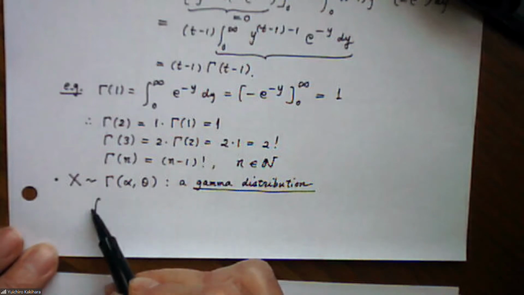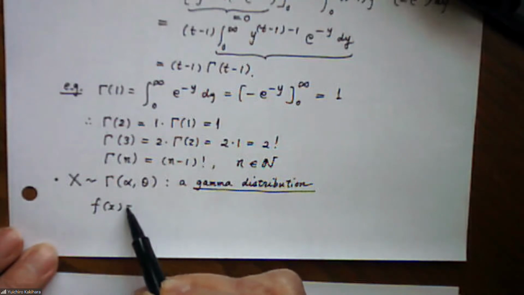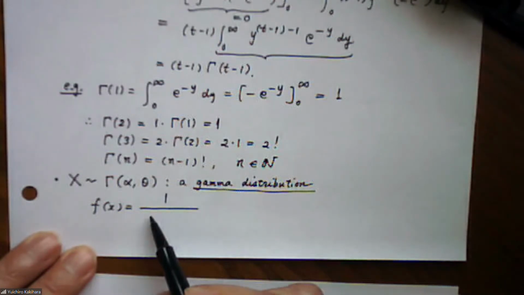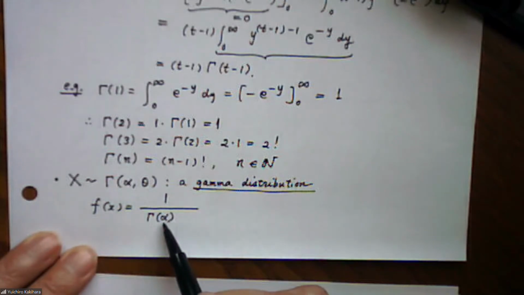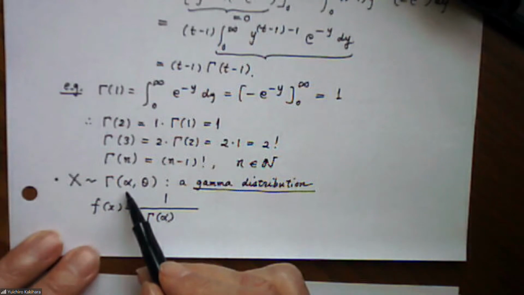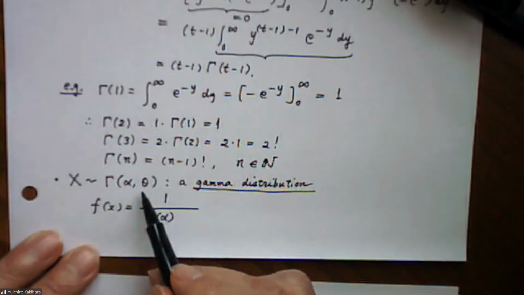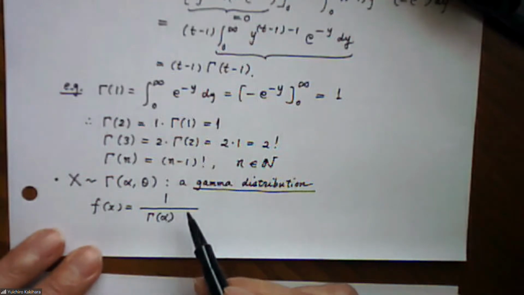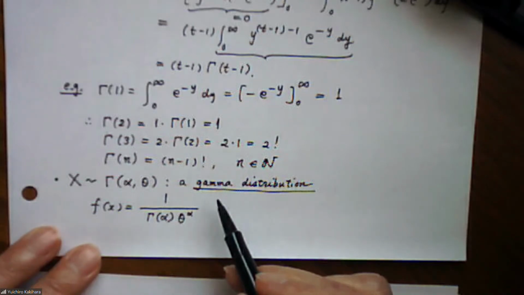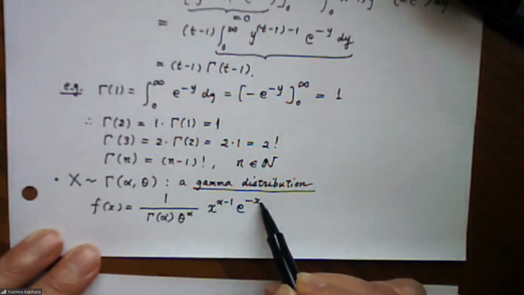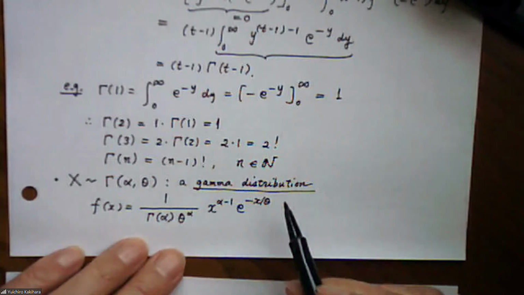So the density function is of this form. f of x is equal to the fraction 1 divided by gamma of alpha. This gamma is a gamma function. And alpha can be any number, not necessarily an integer, like 1/2 or 2/3. Any number is fine, but positive, of course, and theta is also positive. And then times theta to the alpha, times x to the alpha minus 1, and then times e to the negative x over theta. This is the density function.